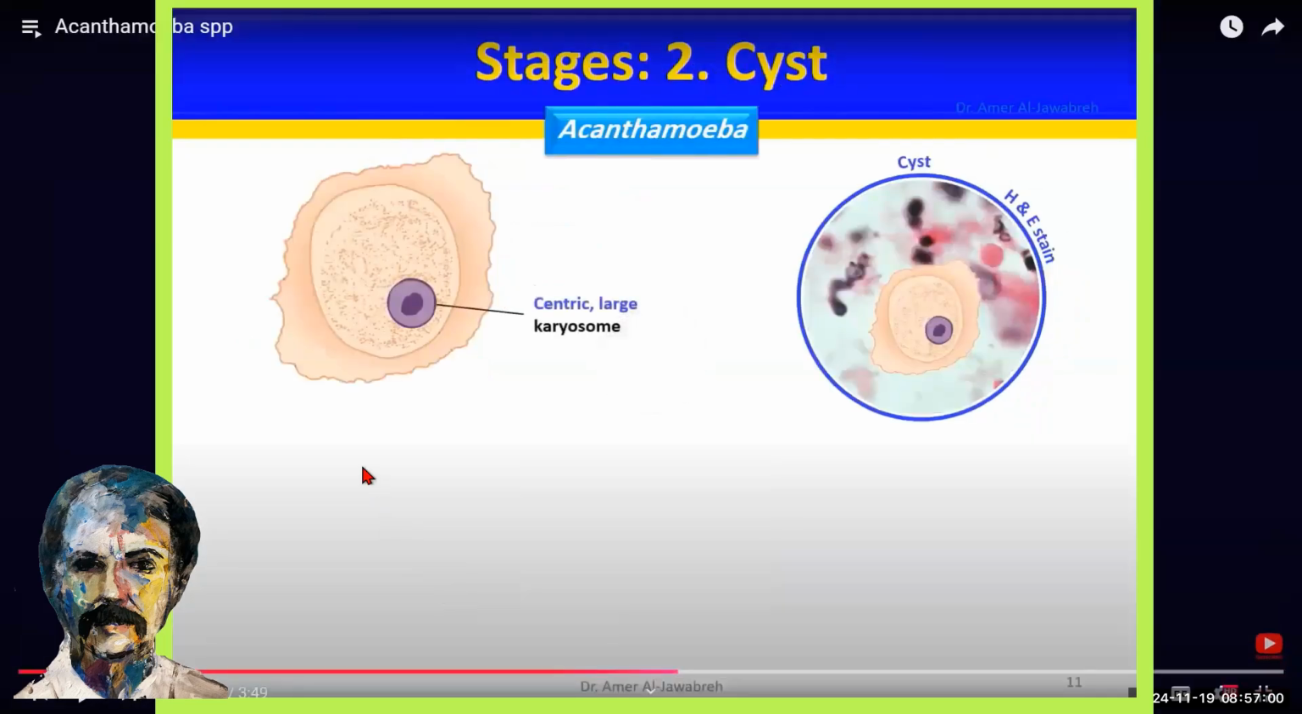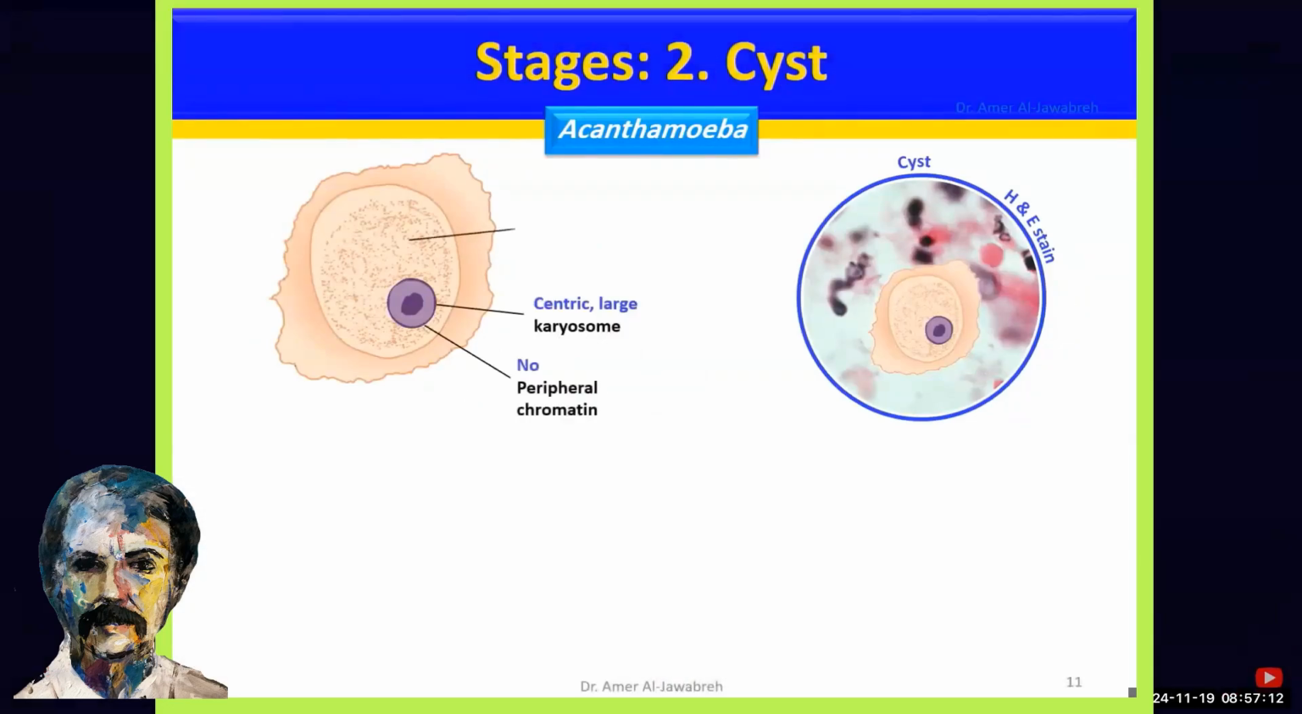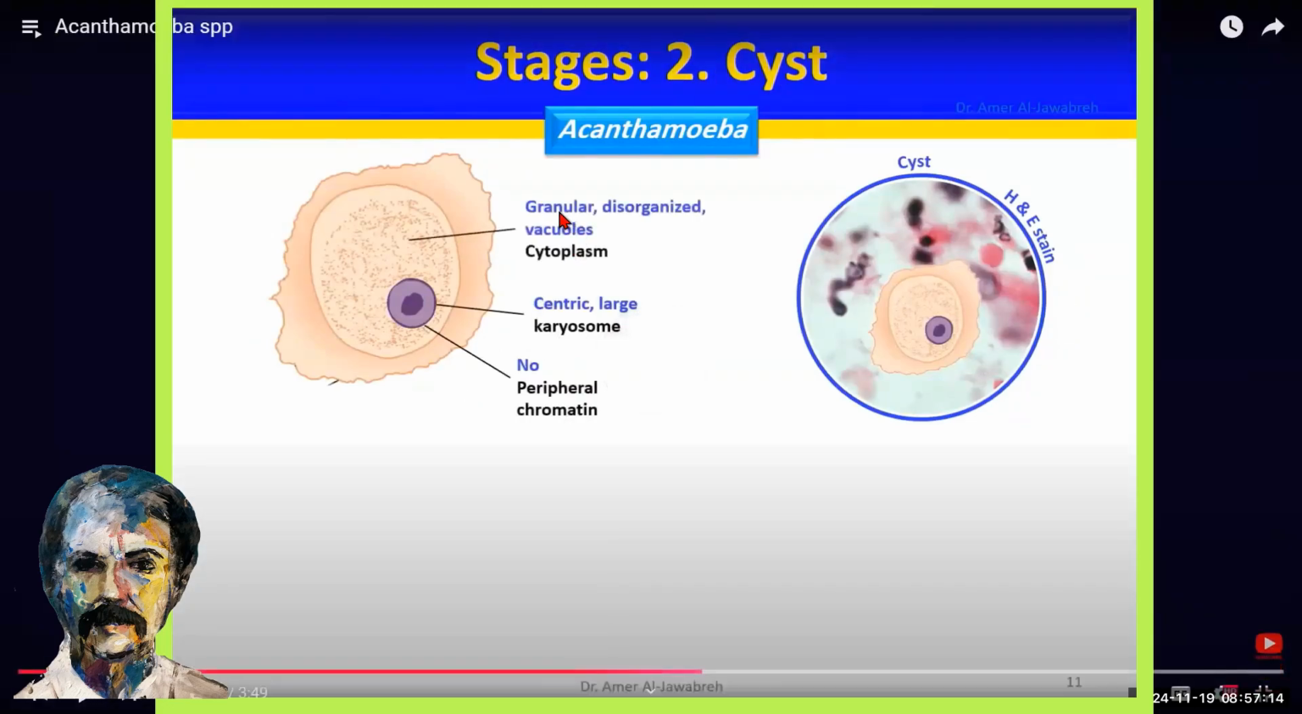And this is the cyst of the Acanthamoeba. Centric karyosome, and large, no chromatin, or sometimes a little bit, but no chromatin in general. Granular disorganized vacuoles, not seen in the diagram, but maybe in the images we will see them. Double cell wall, so we don't have a triple cell wall like the Balamuthia.